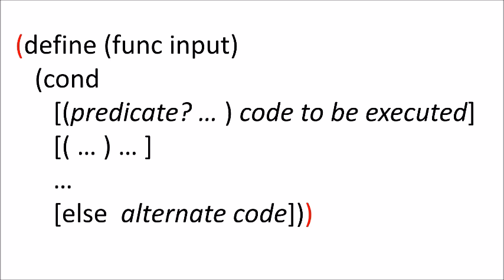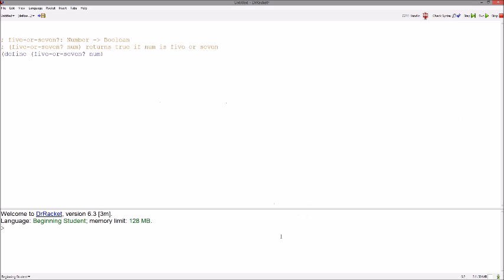Within each clause, there is a predicate function and code to be executed if the predicate function turns out to be true. You can have as many of these clauses as you like, but at the very end, there must be an else clause with some alternate code to be executed if none of the predicates are true. I will now show you a simple example of a function that uses cond.